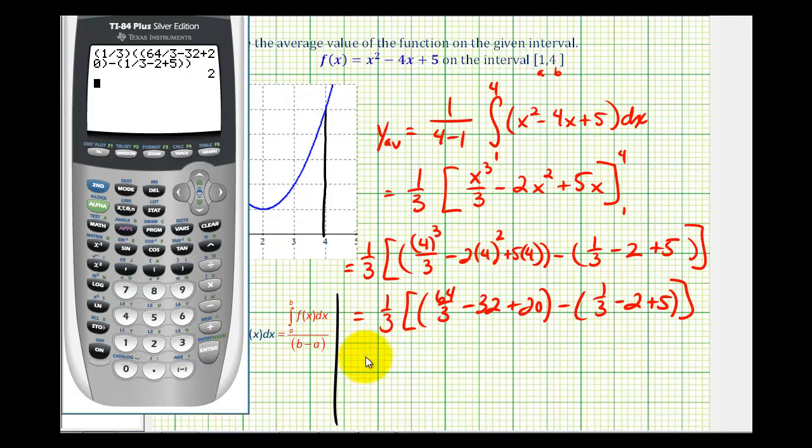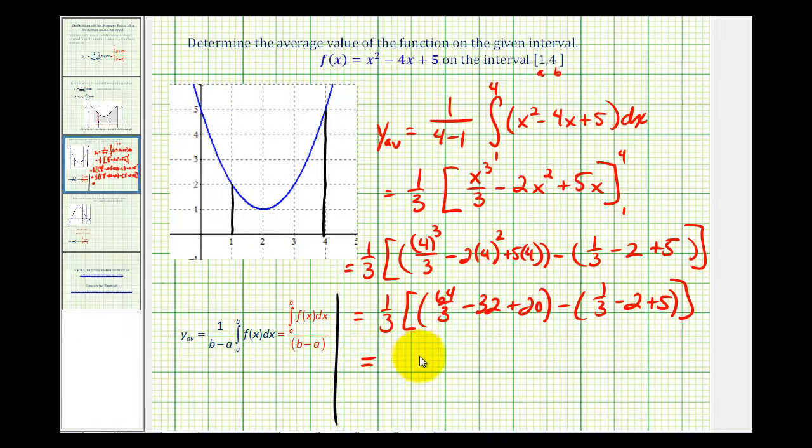So the average value of this function on this interval is equal to 2. And since this function is non-negative on this interval, we can relate this average value to the area under this function bounded by the x-axis.